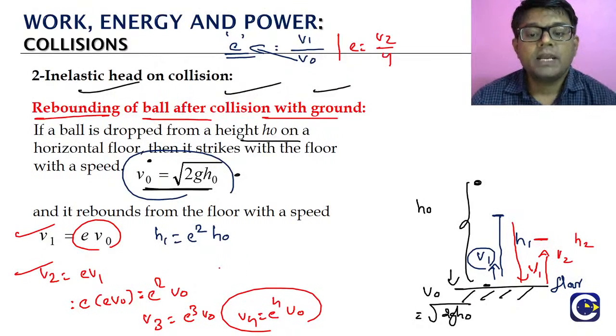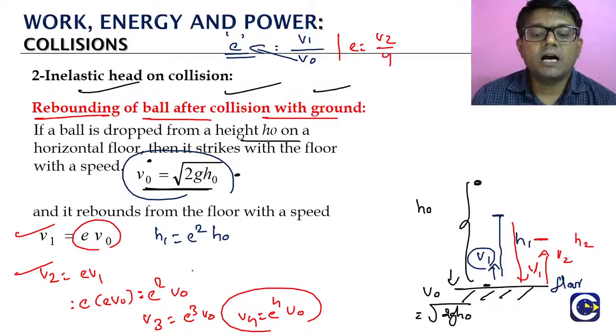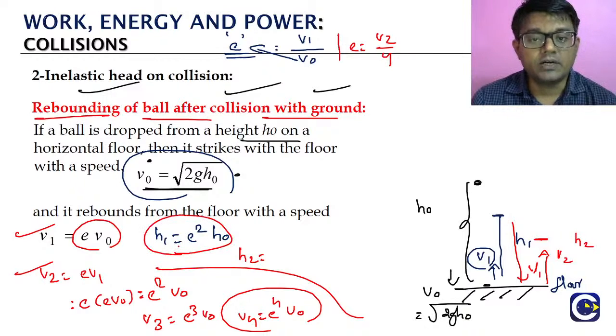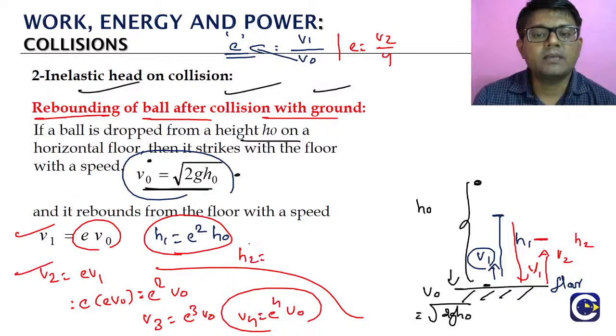Now, what about the height to which it will go? Let us call it h2. h2 will be equal to, here what we have is e square into h0, that is h1. By the same analogy, it will be e square into h1.